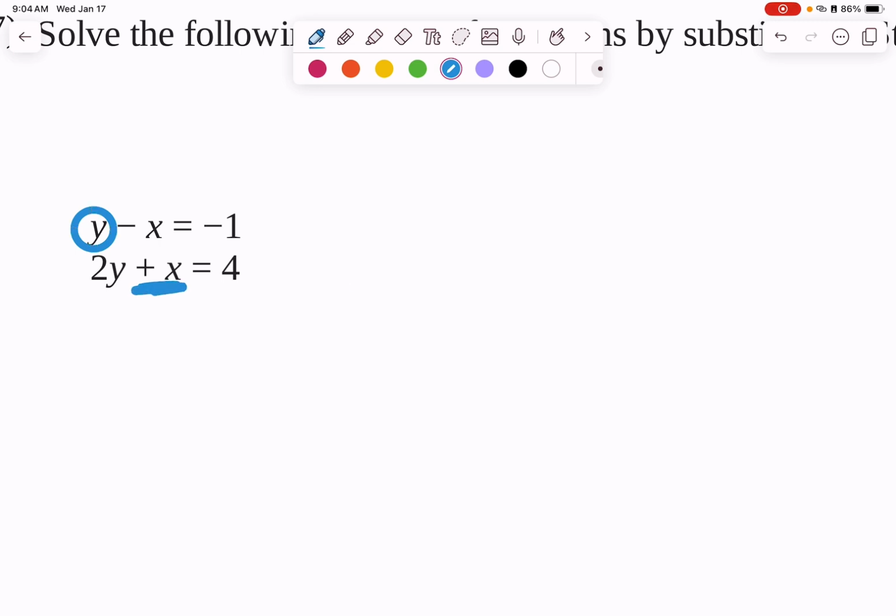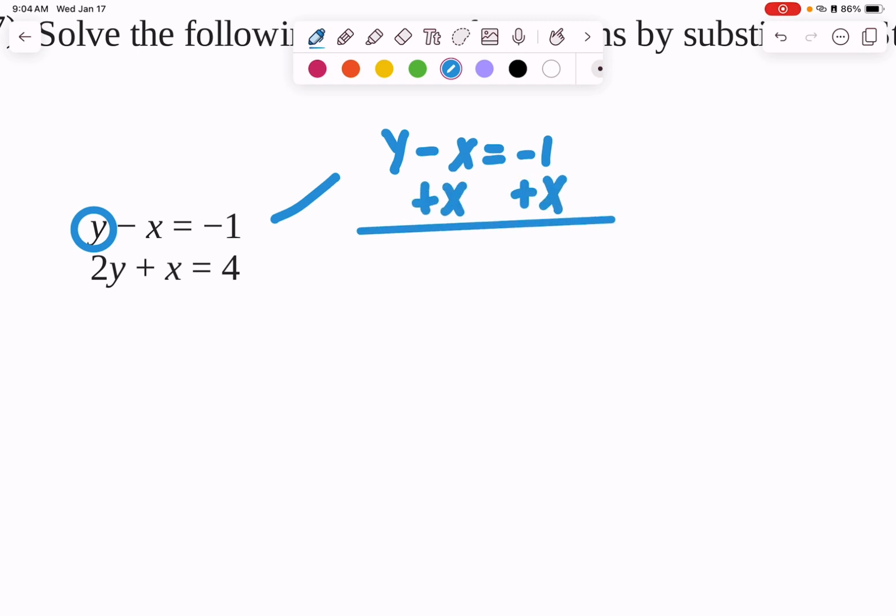You could also make the third one say negative x equals, but you'll just have an extra step to get rid of that negative x. But you would not want to make the second one say y equals because you don't want to get rid of that too. So we have y minus x equals negative 1. Let's get rid of the minus x by adding x. And we will be left with y equals x minus 1.